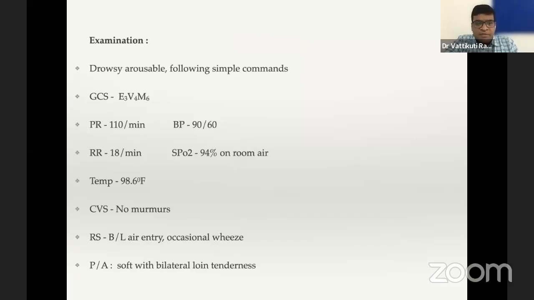He was febrile. On systemic examination, in the cardiovascular system there were no murmurs, and in the respiratory system an occasional wheeze was present posteriorly, and per-abdomen palpation revealed bilateral loin tenderness. So with this history, what would be your differential diagnosis?